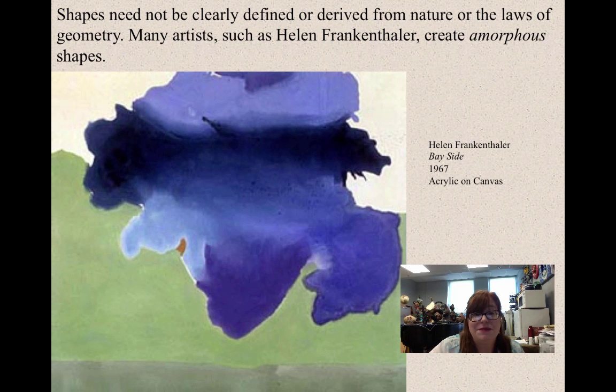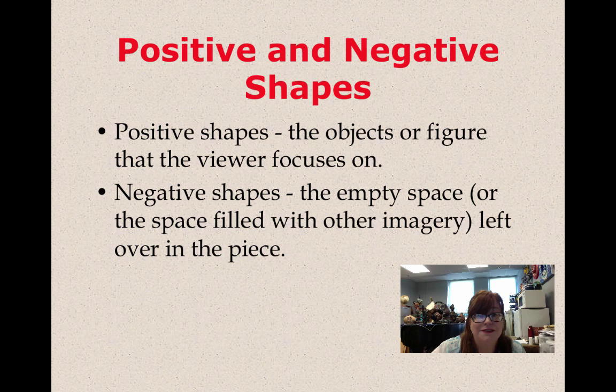And then shapes need not be clearly defined or derived from nature or even the laws of geometry. A lot of artists, such as Helen Frankenthaler here, create amorphous shapes, which are shapes that just kind of go all over the place. And the way she tends to create her paintings is she'll take an unprimed bit of canvas and pour the paint on it and let it go where it will go and let it blend together and do what it will do. So it's a very sort of instinctive approach to creating art.